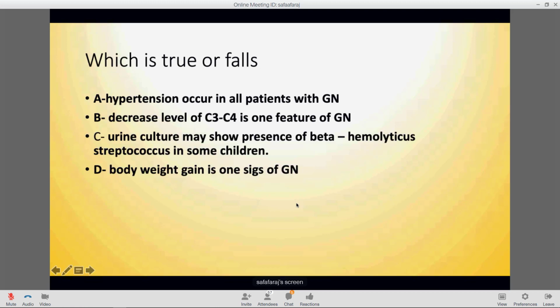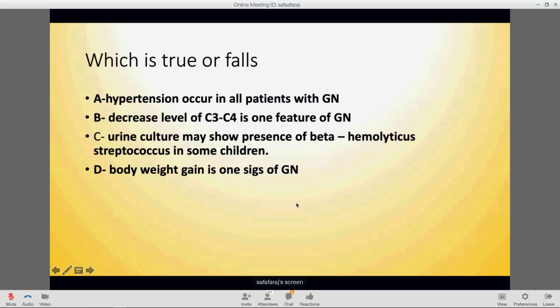Which is true or false? A. Hypertension occurs in all patients with glomerulonephritis. True, but it is more common. Doctor, not all patients, it is common, not all. Yes, here it says all patients.